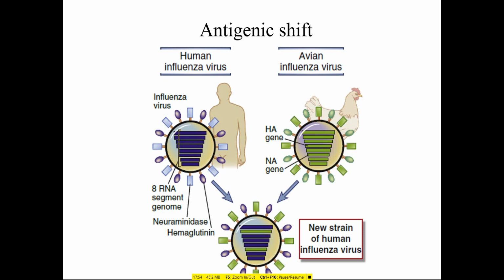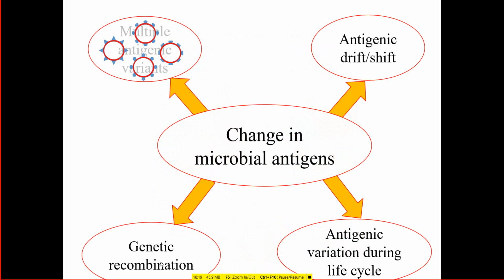Part of the genome comes from human, part of the genome comes from the bird influenza virus. And this generates a new virus against which the population is completely unprotected. Because the human population, for instance, has had exposure to human viruses or maybe the avian virus, but this is an entirely new virus. This is called antigenic shift.